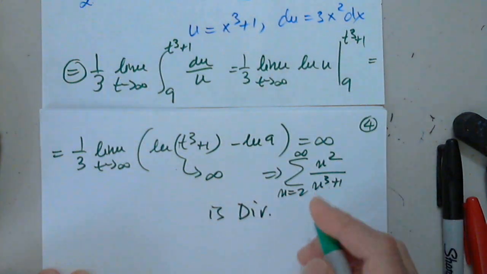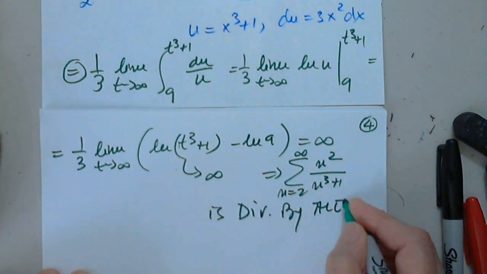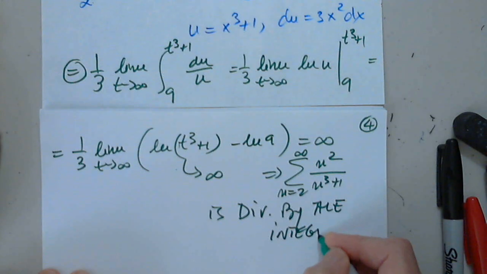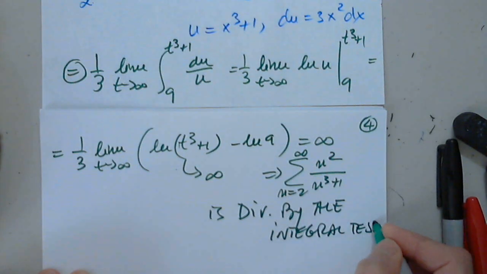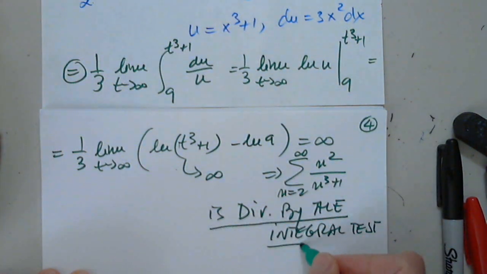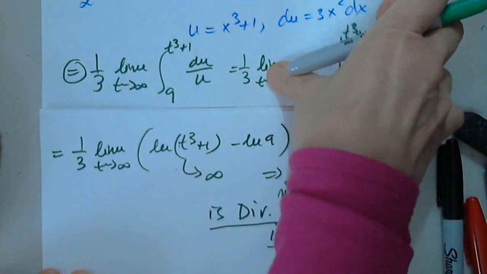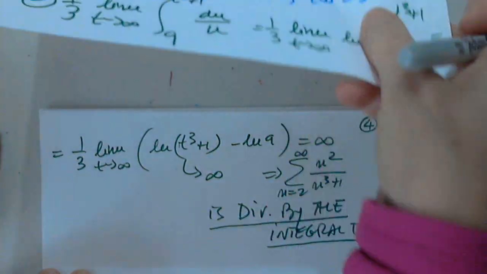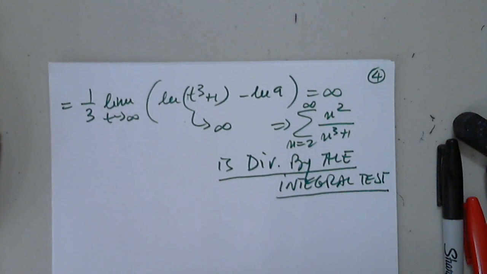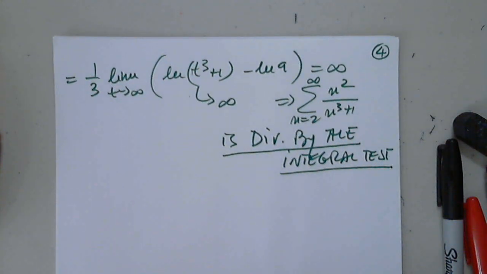This is very important: by the integral test. So this sentence is mandatory at the end of each problem in which you identify the test again that was used to determine convergence or divergence.